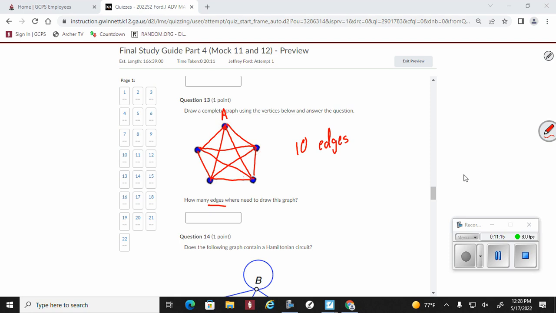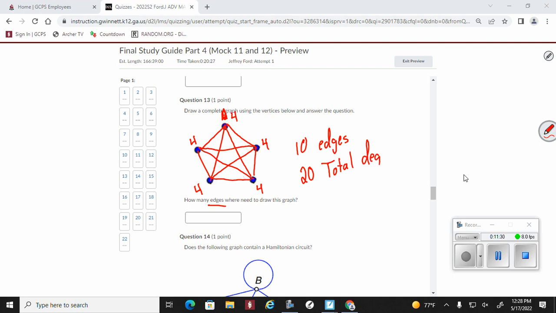Now, there's three different ways that this question could be asked. First off, how many edges? It's 10. But it could ask, how many total degrees are in this graph? Well, let's see. This has a degree of 4. That has a degree of 4. This has a degree of 4. This has a degree of 4. This has a degree of 4. So it would be 20 total degrees.